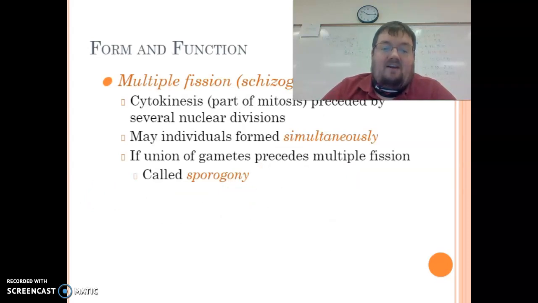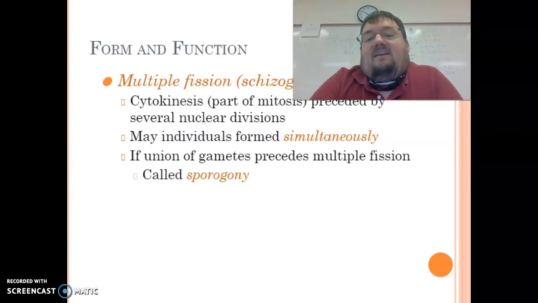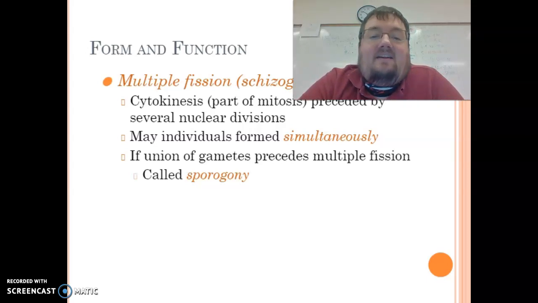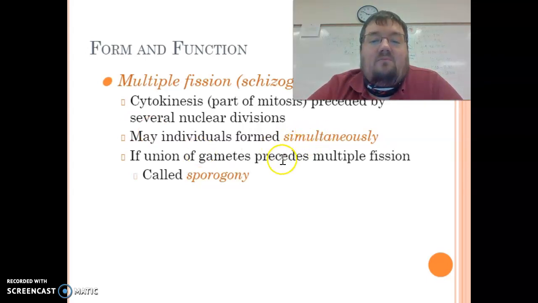As I mentioned, binary fission isn't the only type of fission. There are other types of fission, such as multiple fission. It's essentially the same as binary fission, except instead of the organism splitting into two, it splits into more than two. There's really not much to it besides that. It says many individuals formed simultaneously, not just two. If the union of gametes, so sperm and egg, precedes it, they call it sporogony.